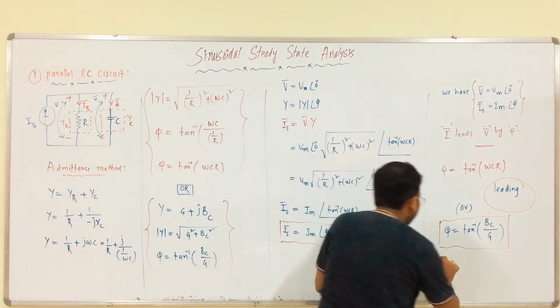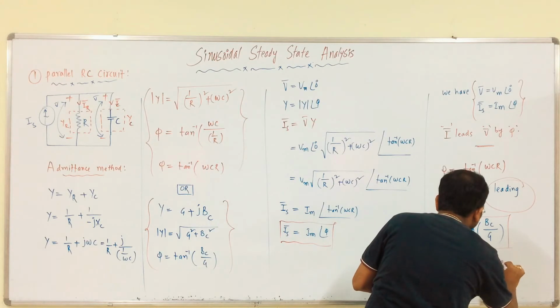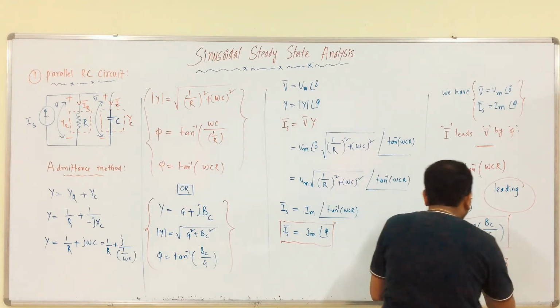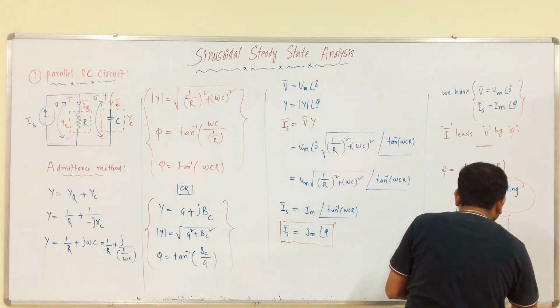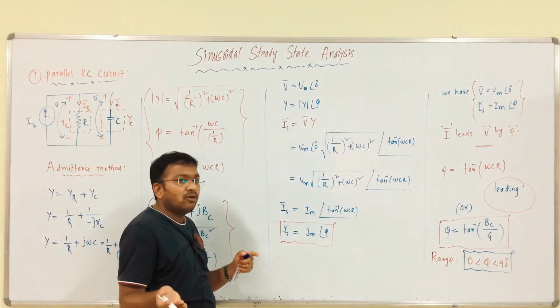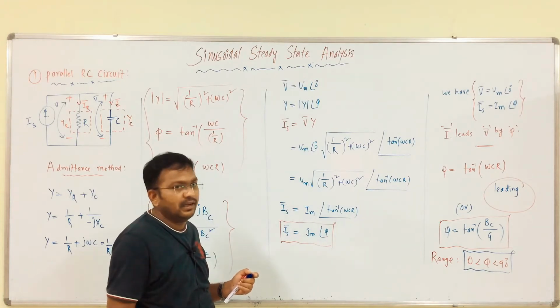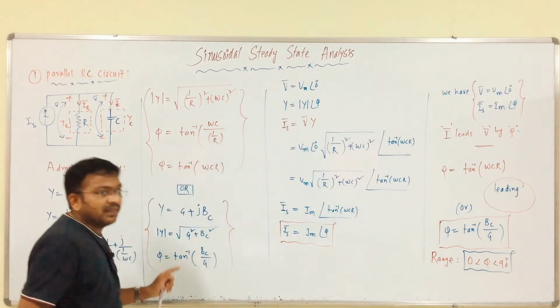What is the range here? Range of phi: 0 less than phi less than 90 degrees only. So, except pure inductive or capacitive circuits, for a combination of RL or a combination of RC, the range is less than 90 degrees only, 0 to 90 degrees. This is with respect to the admittance method.